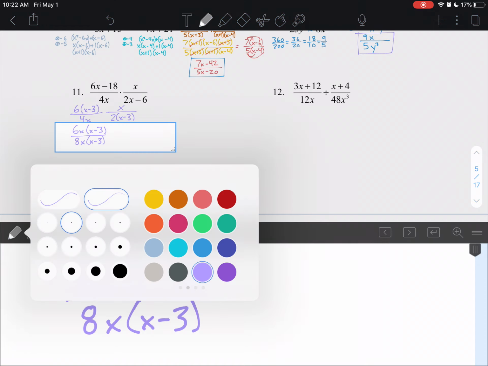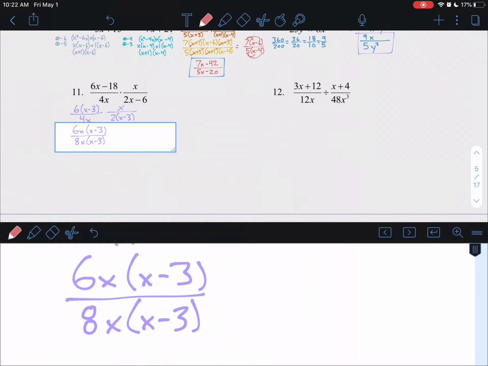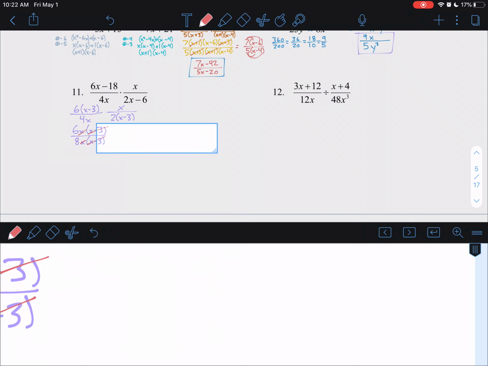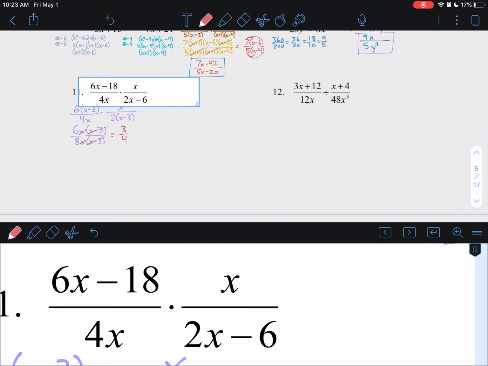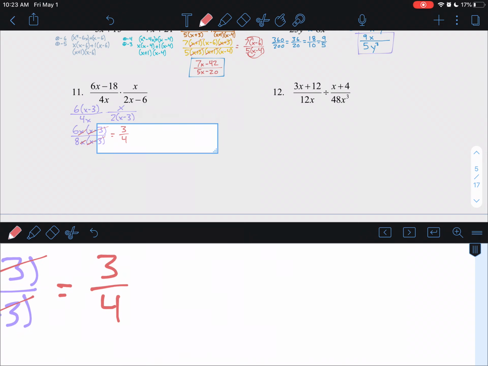And then we will cancel some things out. So x minus 3 and x minus 3 cancel out. And then I have an x and an x canceling out. And I'm just left with 6 over 8. Hopefully we recognize that that fraction is 3/4. So 6x minus 18 over 4x times x over 2x minus 6 is just 3/4. That's it.